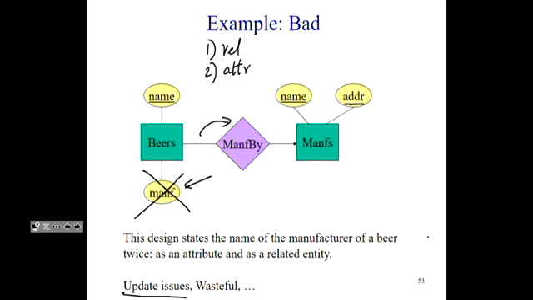So if I went and changed, for instance, the name of the manufacturer, so I don't know, Coors decides to change its name, or Anheuser-Busch decides to change its name to some other company, then I will need to update the name in the manufacturers entity set, but I will also have to go and update the attribute for all the beers that are manufactured by that manufacturer.